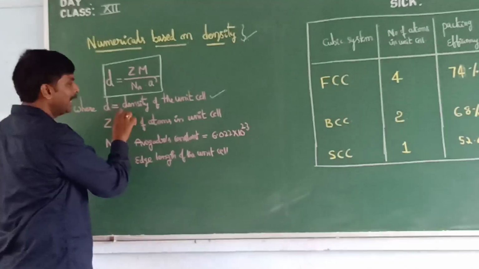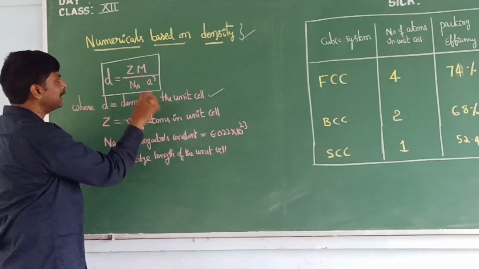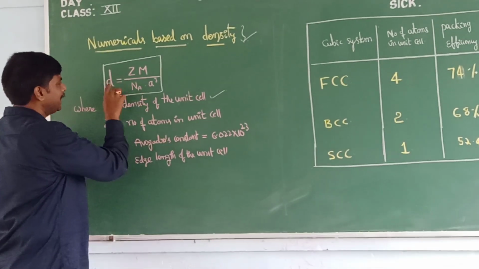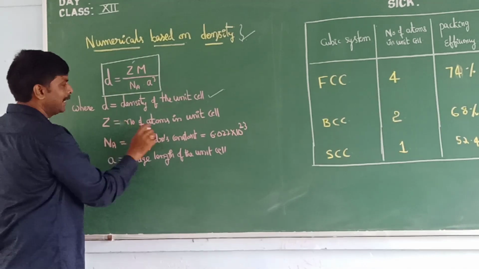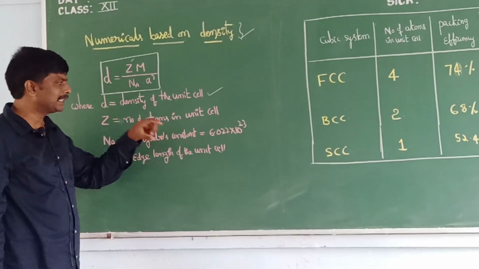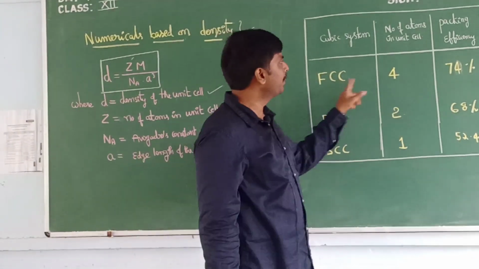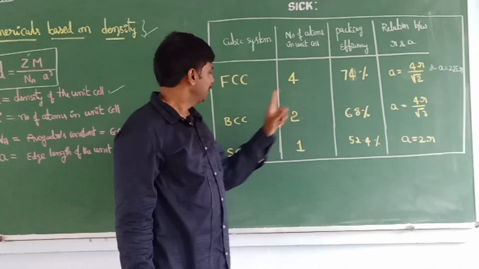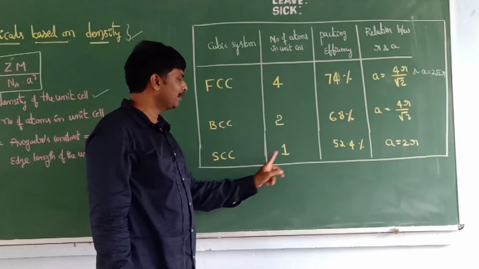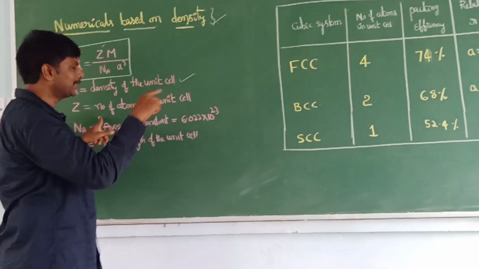What is D? Density of the unit cell. To calculate density of the unit cell, it is the formula. Only a single formula in the entire chapter. What is Z? Number of atoms in the unit cell, the number of atoms present in one unit cell. Already you know, if it is face-centered cubic, how many atoms will be there? 4. In body-centered cubic, how many atoms? 2. In simple cubic, 1. So Z value depends on the type of unit cell.